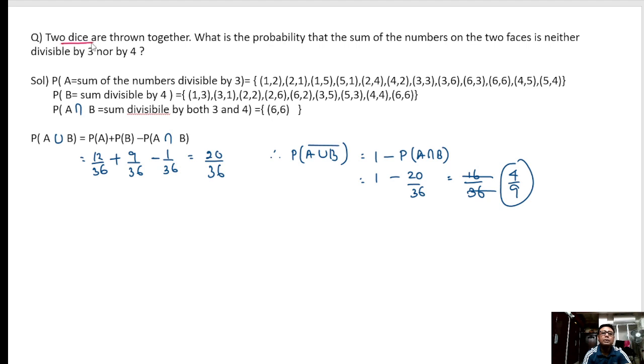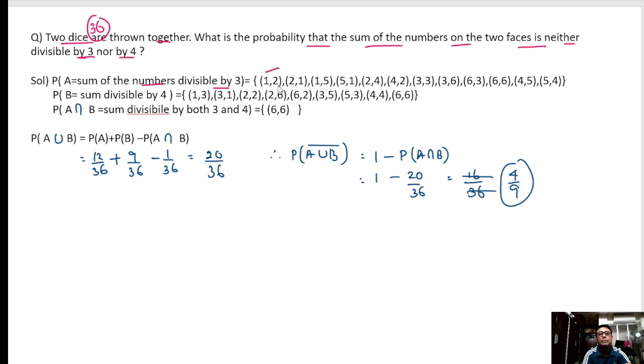Next is 2 dice are thrown, so there are 36 options. Probability that the sum of the number on the faces is neither divisible by 3 nor by 4. So it should not be divisible by 3. So let us first find out divisible by 3. After that we will find out not.